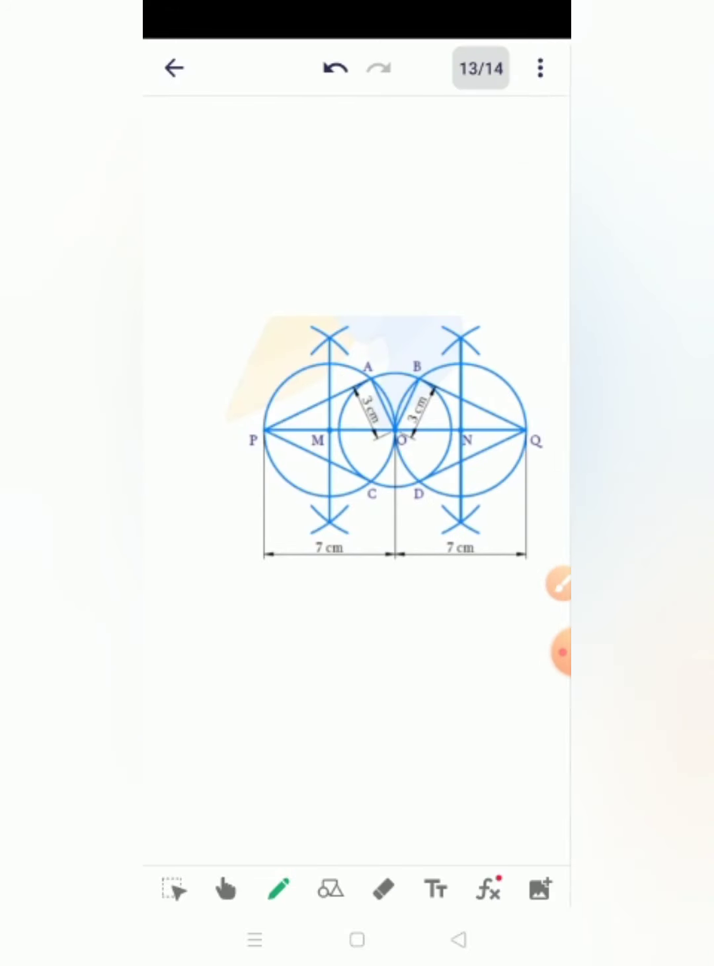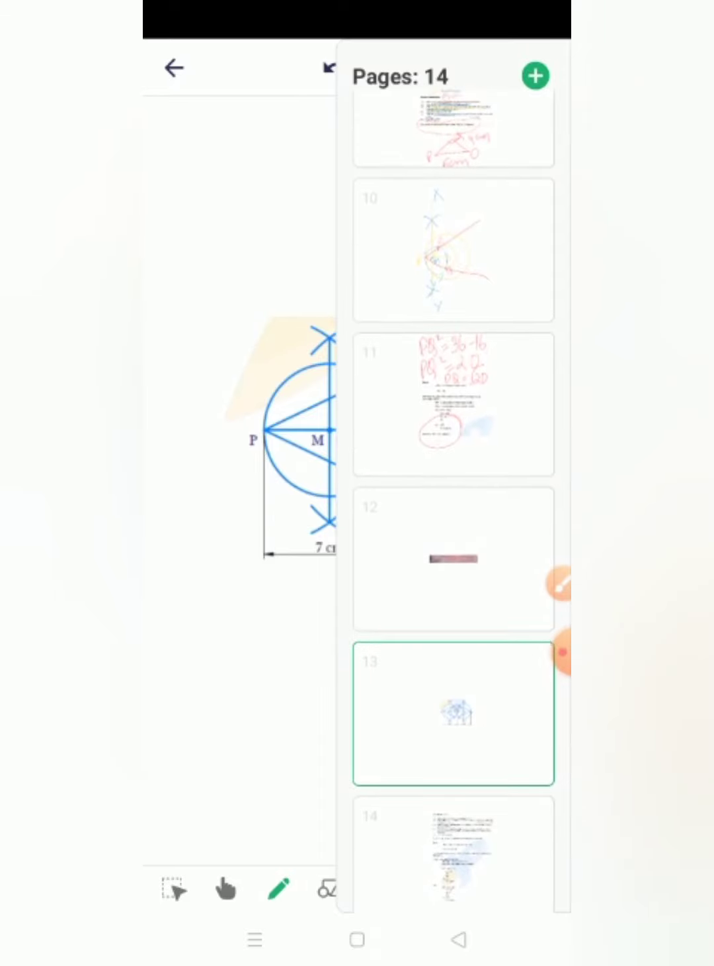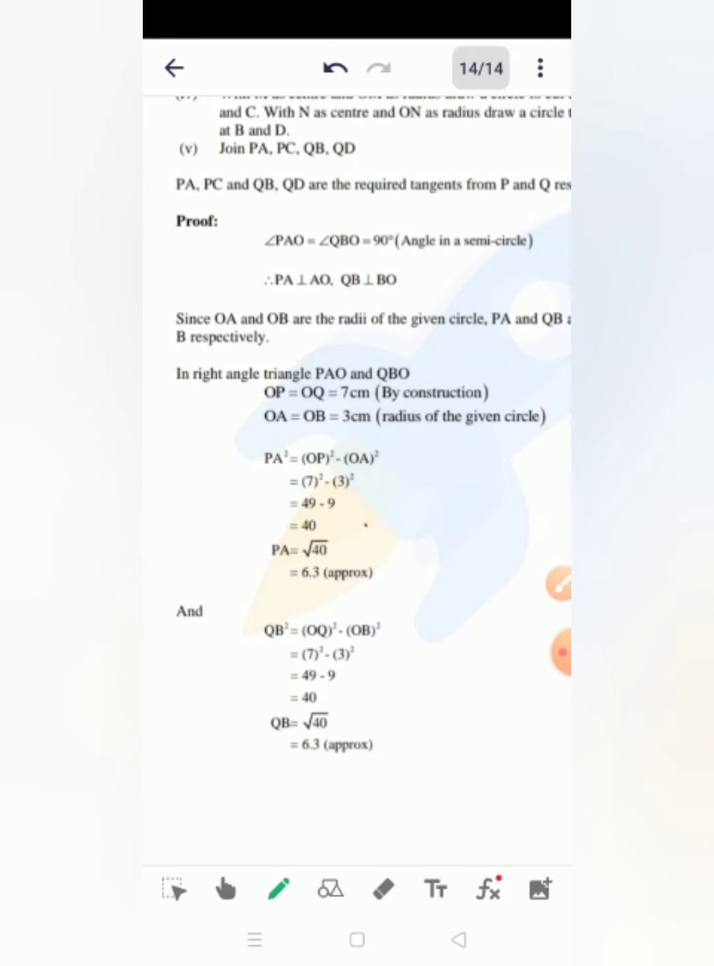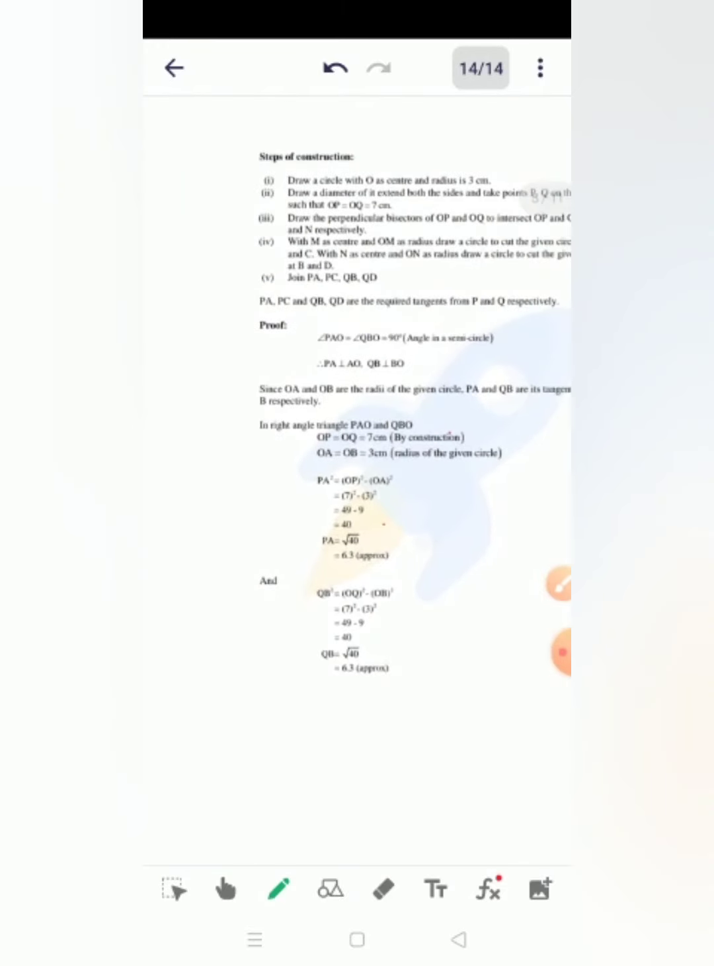So first we need to draw a circle of 3 centimeter radius. After that we need to take points P and Q on its extended diameter, each at a distance of 7 centimeter from its center. So let's solve this question. Let's see the steps. The first step is, you see here, we need to draw a circle with center O and radius 3 centimeters. So let's do as instructed.